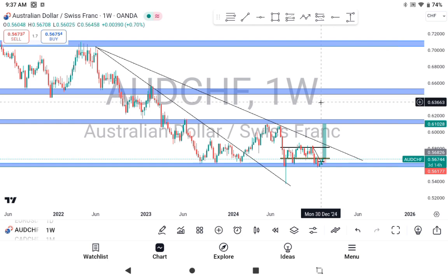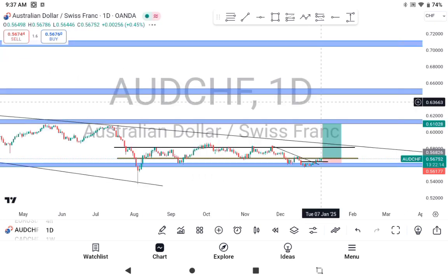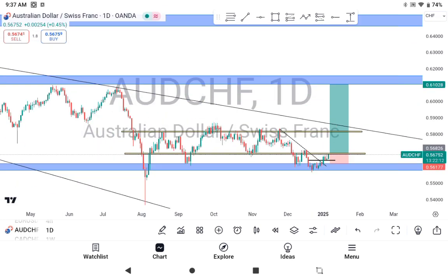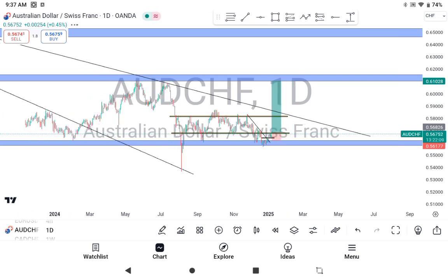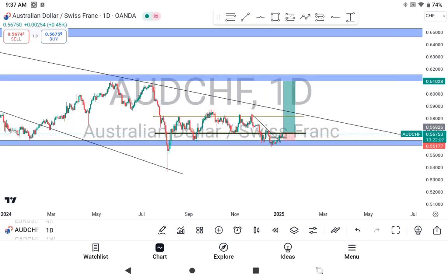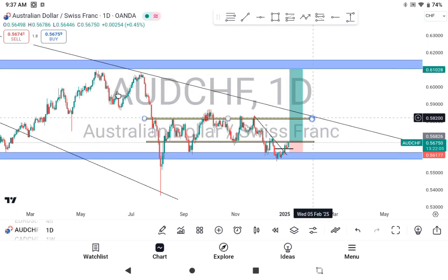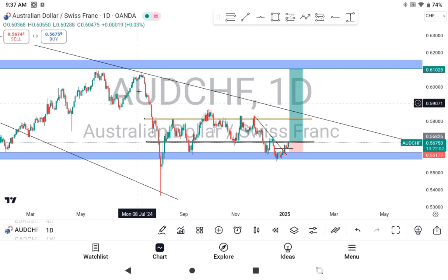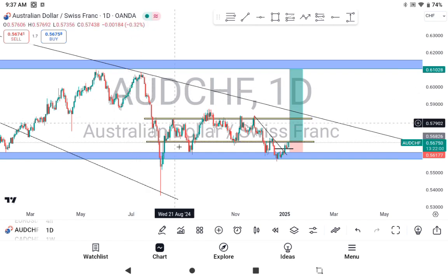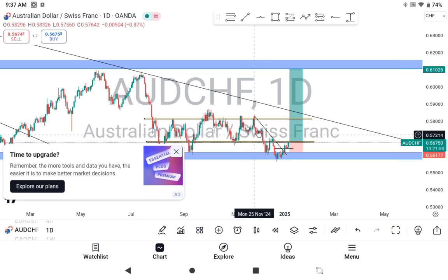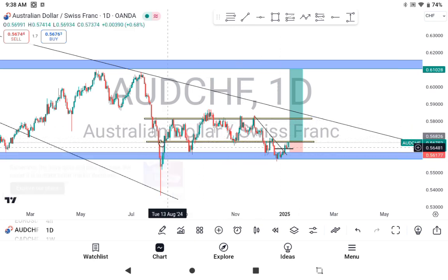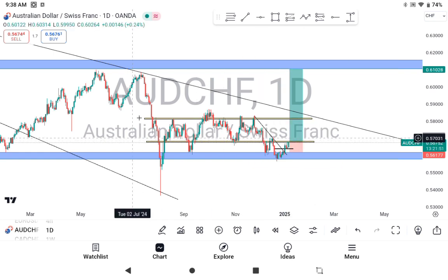Now let's go to the daily time frame to see more clearly. Okay, now on the daily time frame, we can see that we have a range right here. Price is currently pushing in a sideways movement right here. This is a minor level of resistance. This is a key level of support right here, and here is a minor level of resistance.